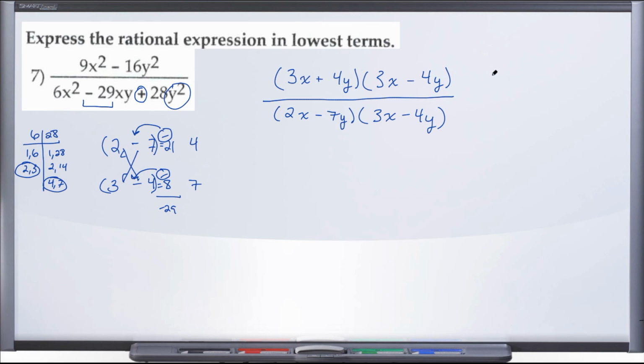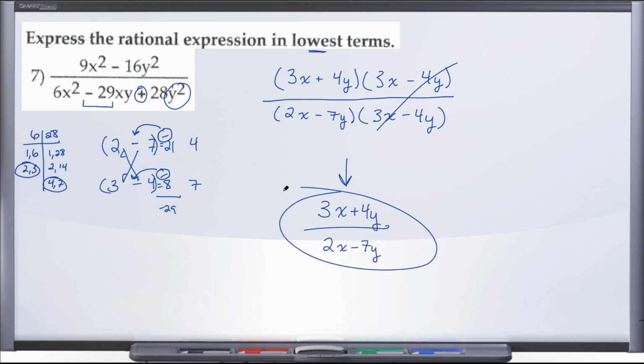And now let's take a look. What factors, now that we've fully factored our numerator and denominator, can cancel? Well, 3x plus 4y, nope, can't cancel anything in the denominator. 3x minus 4y, yep, we can cancel these two things, right, because they're identical, so they go away. And 2x minus 7y, can that cancel anything? Nope. So if we go ahead and rewrite this for the final time in lowest terms, we're left with 3x plus 4y over 2x minus 7y. And there you have it. Number 7 in its lowest terms.